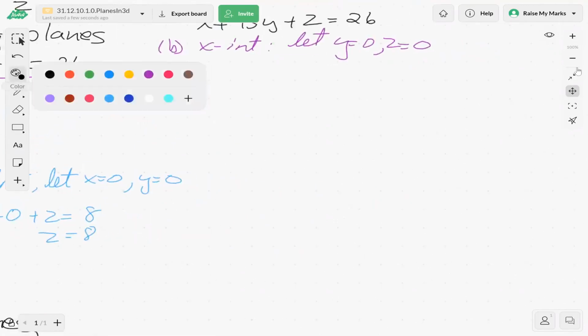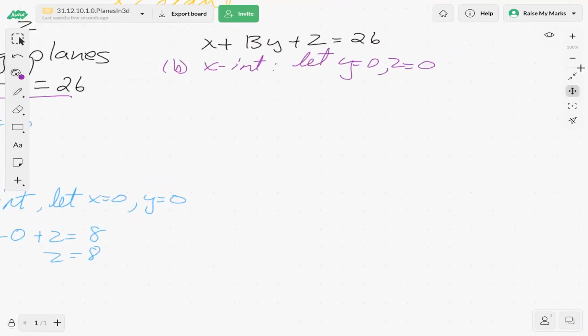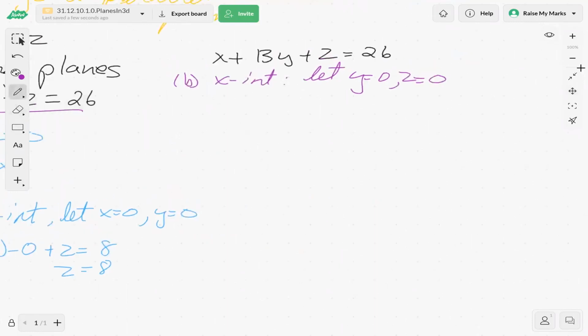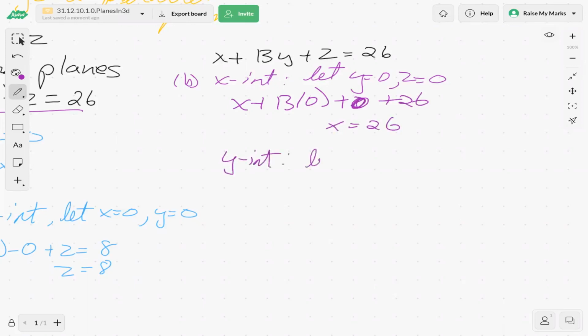Let's go back to purple. Going to let y equals 0 and z equals 0. And what do we get? We get x plus 13 times 0 plus 0 equals 26. And we end up with x equals 26. All right, y-intercept. X equals 0 and z equals 0. All right, so we get 0 plus 13y plus 0 equals 26. So y equals 2.